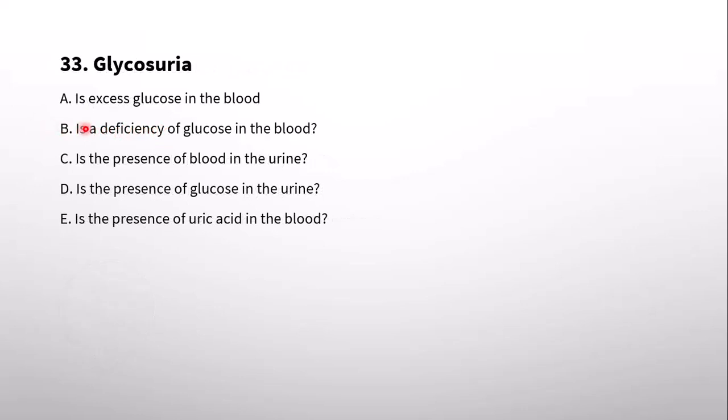33. Glycosuria. Uria means urine. Glyco, glucose. So it's an excess of glucose in blood? No. Deficiency of glucose in blood? No. Presence of blood in urine? No. Presence of glucose in urine? Yes. D. Sorry, D. So our answer is D, not C. You can see here.